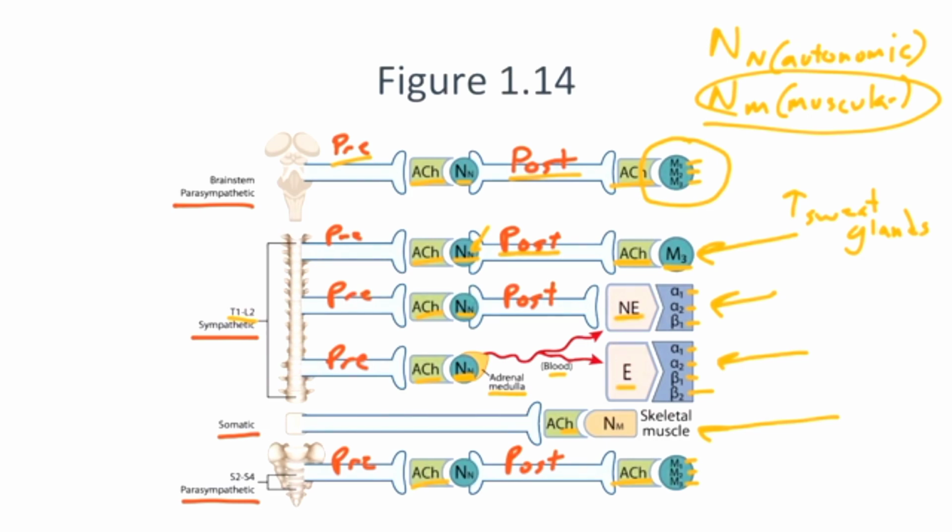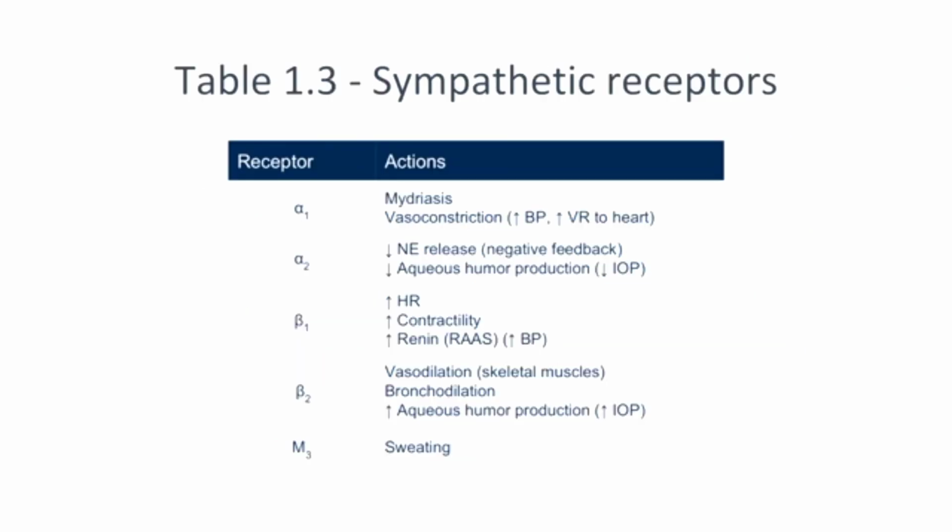And now let's focus briefly on the skeletal muscle. Know that the neuron releases acetylcholine, and it will act on the nicotinic receptor, but for the muscular system, and that'll stimulate movement. The activity of the skeletal muscle is discussed in great detail in the musculoskeletal chapter. So now let's look at table 1.3, and this will show us all of the activities of these sympathetic receptors.